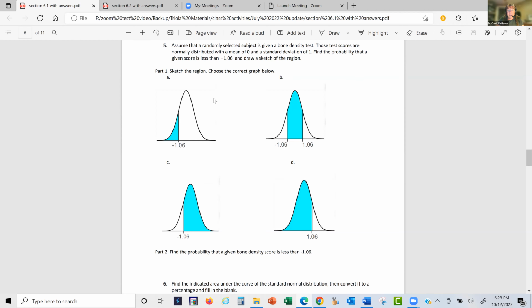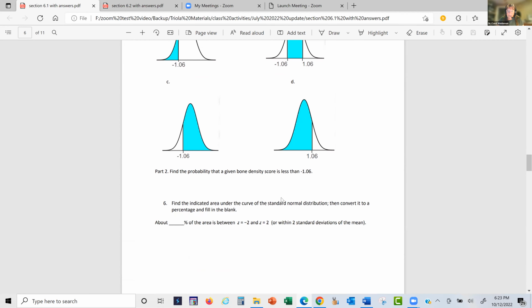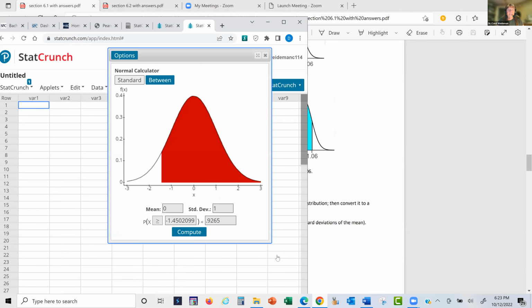Anybody want to try? A. Yeah, it's A, right? It's right here. Because that's the area less than. So it's going to be A. So that's a multiple choice part. And then the second part is find that probability. So let me find my tool. It's here somewhere. There we go.